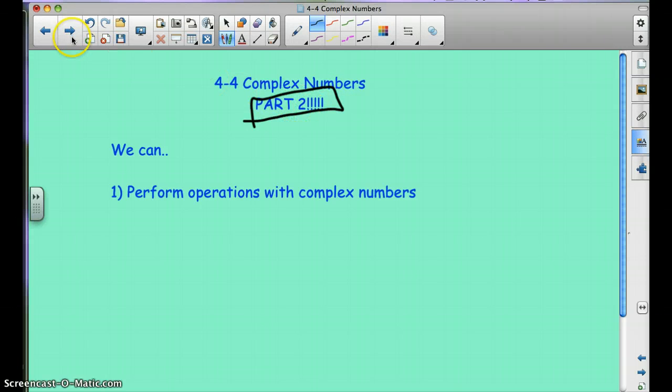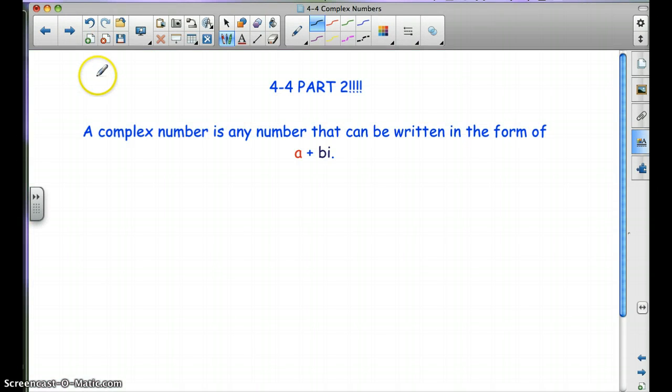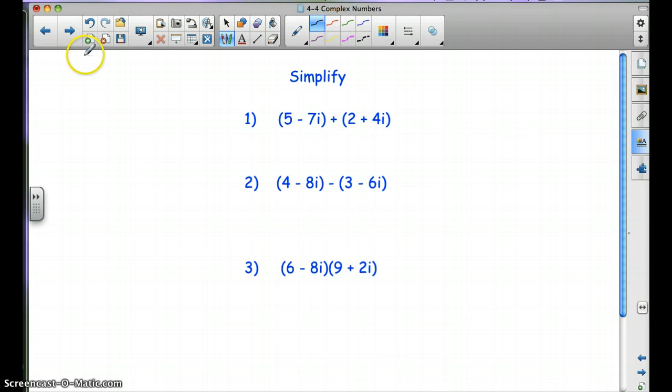So in the last video we talked about imaginary numbers. A complex number is any number that can be written in the form of a plus bi. So a real number and an imaginary number together would be a complex number. So let's simplify these complex numbers.